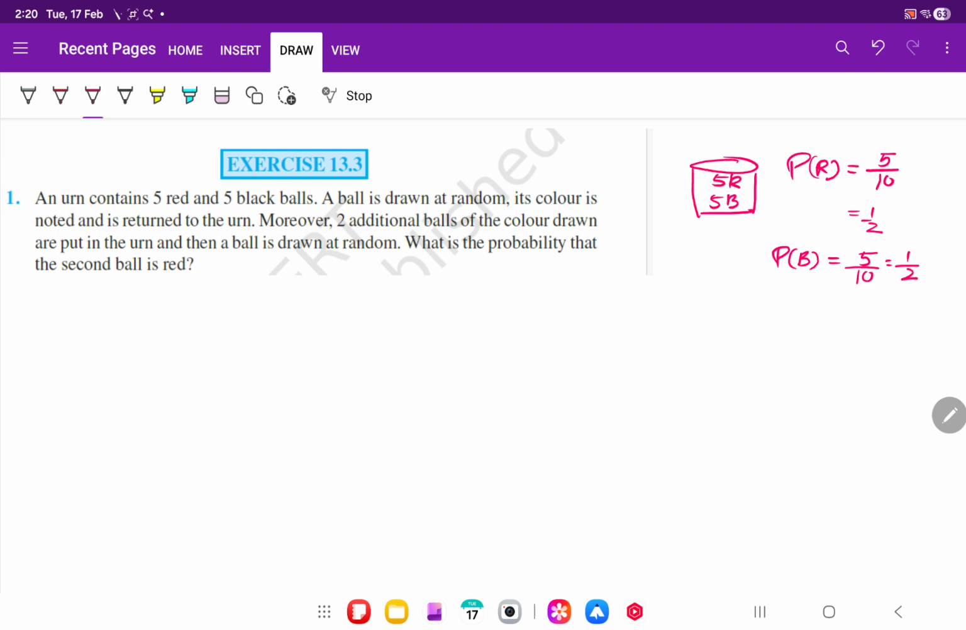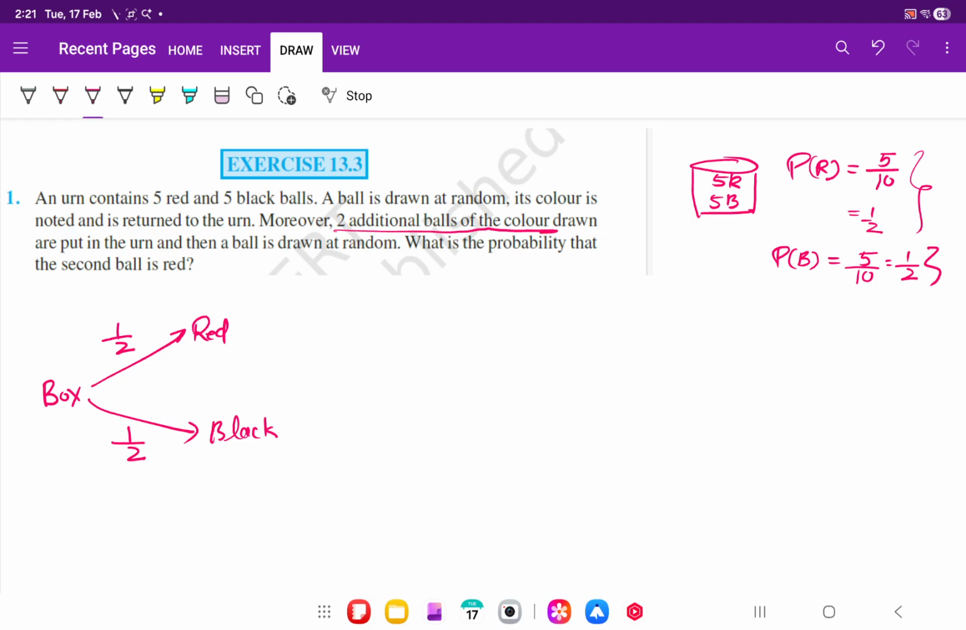Perfect. So let me make it that you have a box and you pulled a ball. So it may be red or it may be black. The probability that it is red is 1 by 2, we calculated here. Probability that it is black is 1 by 2. So they are saying whatever color came out, 2 additional balls of the same color are added. Correct? Suppose a red ball came.